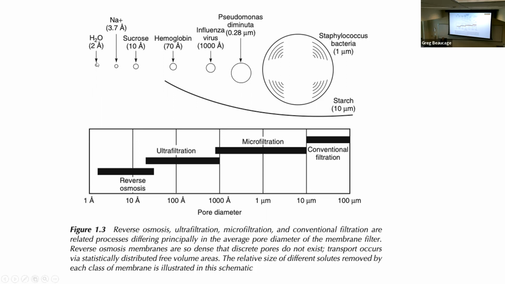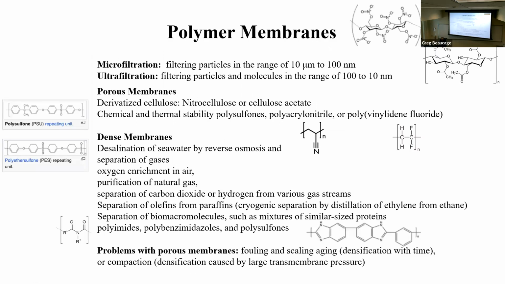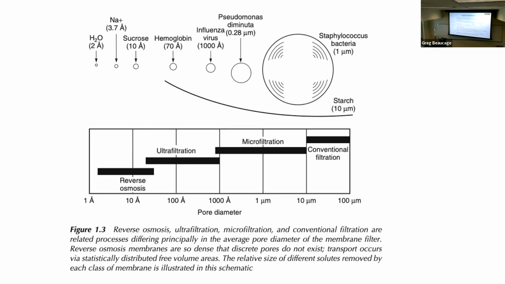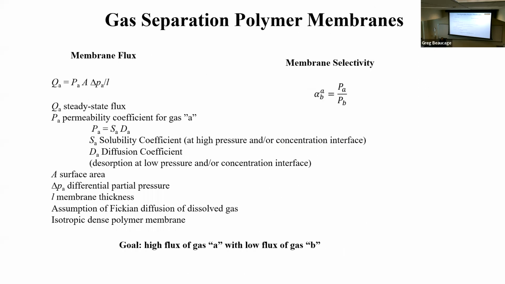Because if this is 2 angstrom and this is 1,000 angstrom, that's like 1/10 of this, not 1,000th of that. So the relative size scale isn't very good here, but this is a mapping of the different types of membranes that you can look at. Porous, dense. All right, we talked about that already anyway.